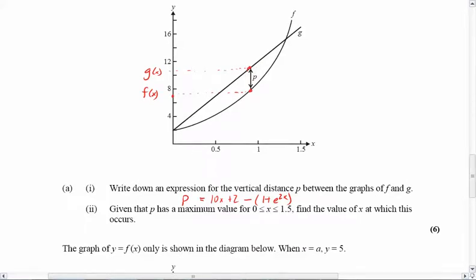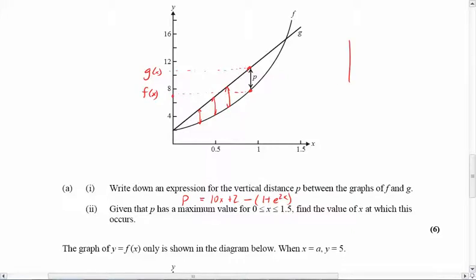Given that p has a maximum value for this range, for this domain, find the value of x at which this occurs. Okay, so now they're saying there's some maximum value. Okay, well, p is a distance. If I want to find the maximum value, then really what I want to do is find the derivative, right? The derivative will tell me where the maximum is, because if I start here, it's going to get bigger and bigger and bigger, and then at some point it's going to stop getting bigger and it's going to start getting smaller.